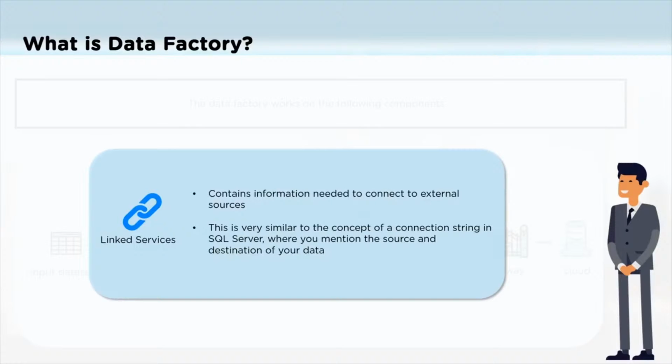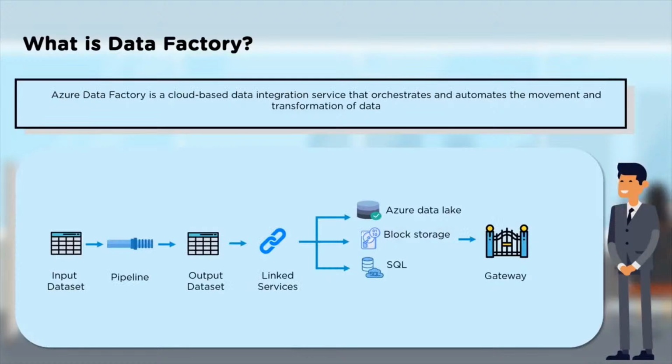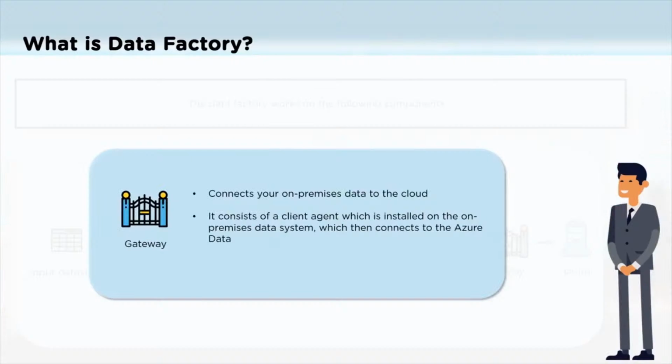You need to mention the source and the destination of your data. This is how the link services work. And finally, you need a gateway. Now, a gateway basically connects your on-premises data to the cloud. So you do need a client installed on your on-premises system so that you can connect to the Azure cloud.